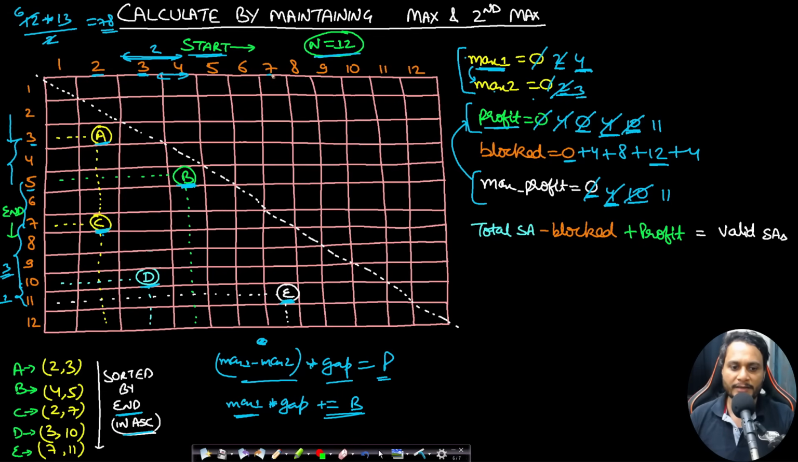At E, the S value is 7. So 7 will get updated here. This becomes 4. This becomes 7. Now since it was reset, max 1 was reset, that means we are considering a new maximum point, and so the profit has to be reset to 0.